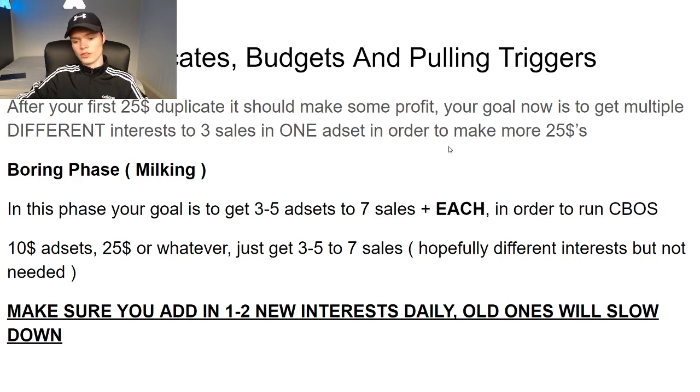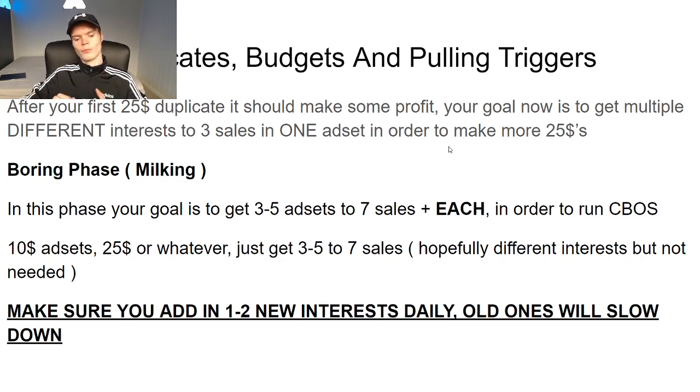But your goal, because you're going to get into CBOs, and like I said down there, CBO is the step after the boring phase, which is milking. You're just milking up onto the CBOs. But the CBO phase requires you to have 3 to 5 ad sets with 7 sales each in order to run CBOs. And if you're going to get 3 to 5 sales in an ad set and you run 7 ad sets for $10 a day, most likely 3 or 5 of them are not going to pop off. You're probably going to have 1 or 2 ad sets.